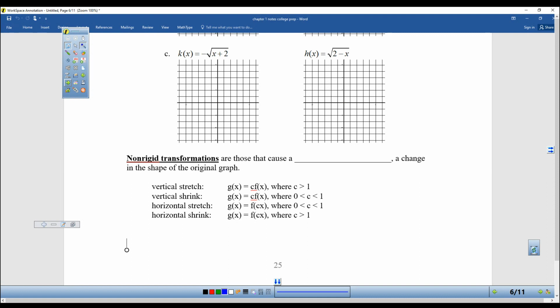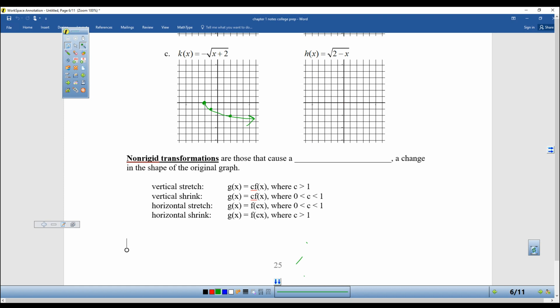All right, 2 more. Again, I can't stress enough, I would love for you to pause the video instead of just watching me do it. See if you can get these 2 right on your own. So on these next 2, since this 2 is inside the square root, that's going to affect left and right. So I'm going to go to the left 2, and that's my new origin. A negative on the outside flips it down. So 1, 1, and then 1, 2, 3, 4, 2.